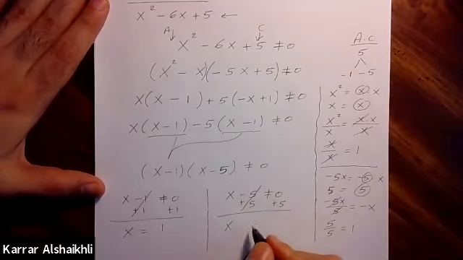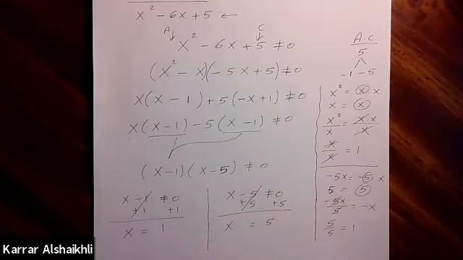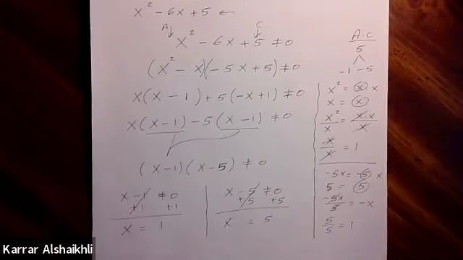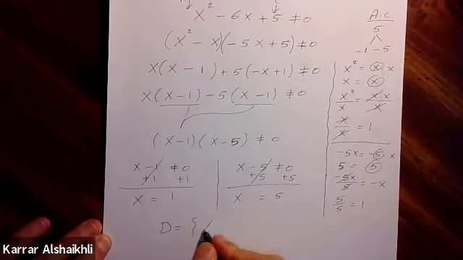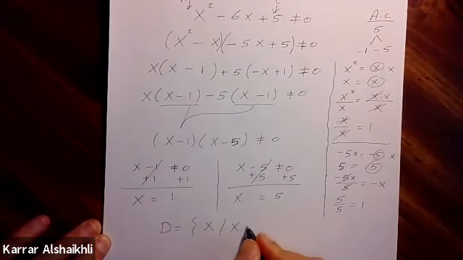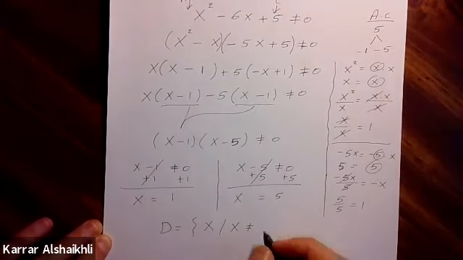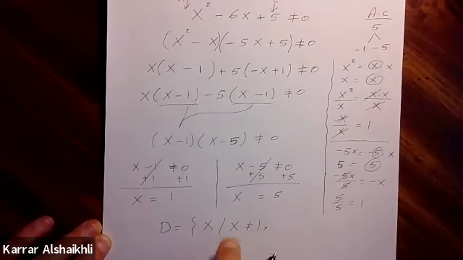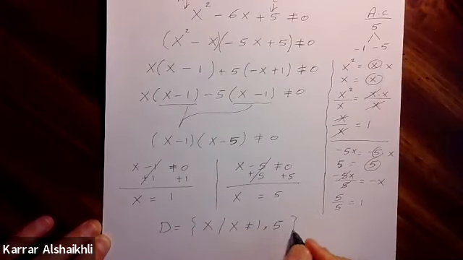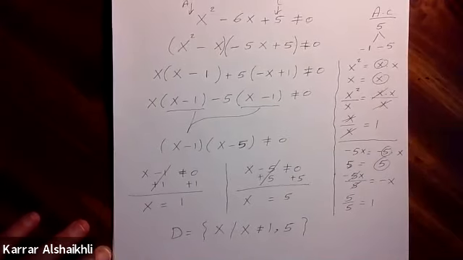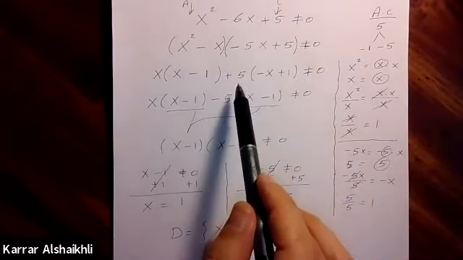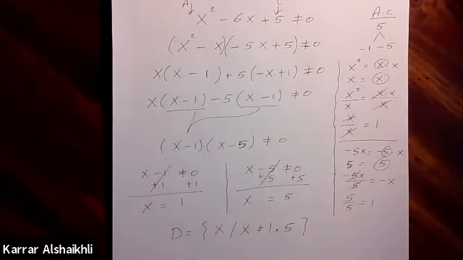Cancel these. So x is going to be equal to 5. That means my solution is the domain, where the variable is x, such that x is not equal to 1 and x is not equal to 5. This is the solution from this example. You see, the main step here is how to use the AC method, because it's important.